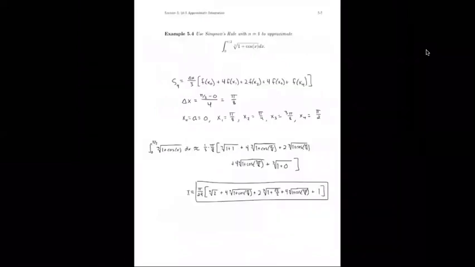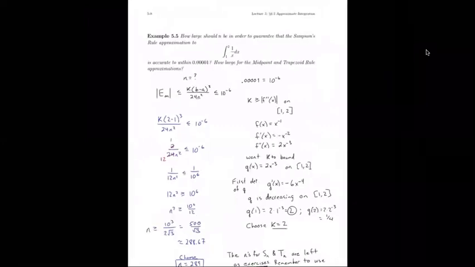So that's it for Simpson's rule approximation. It's again just using the formula. Remember, you have an even number of n's, or rectangles, subintervals. So lastly, this is probably the hardest type of question from this section.